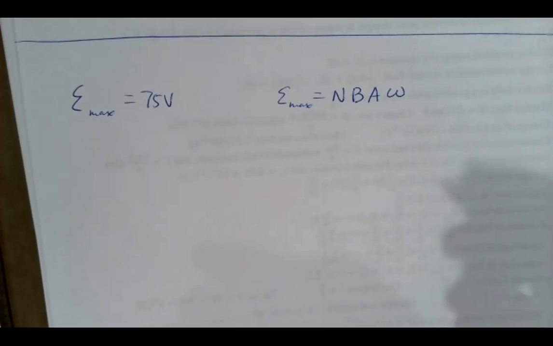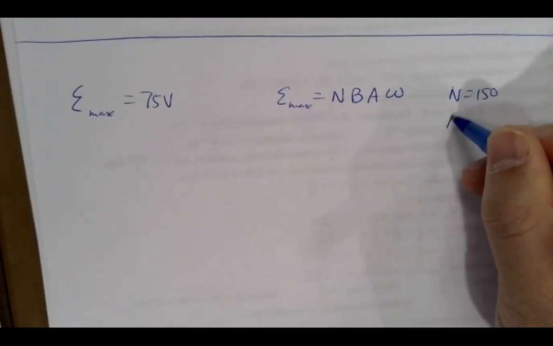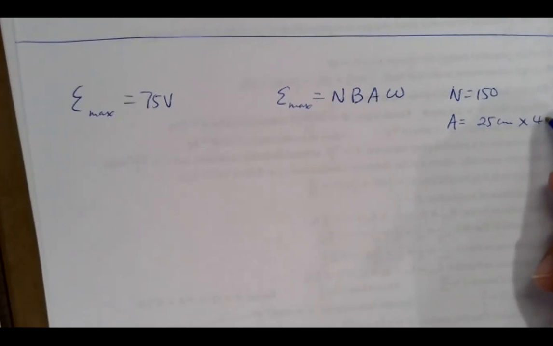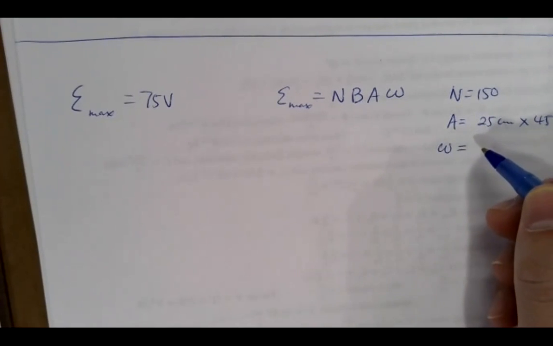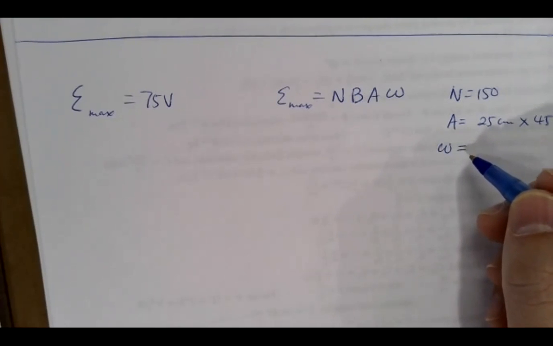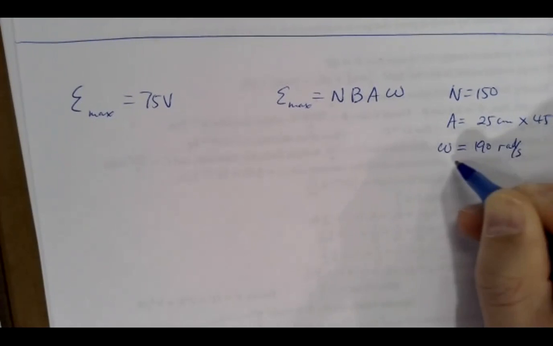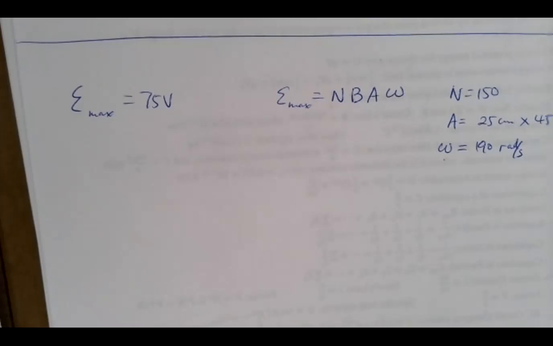So we know the number of turns of coil N is equal to 150. The area, we also know it, is 25 centimeters by 45 centimeters. And omega, the angular speed, is given as 190 radians per second. This is the same angular speed as we talked about with rotational motion. So that's angular speed, also referred to as angular frequency here.